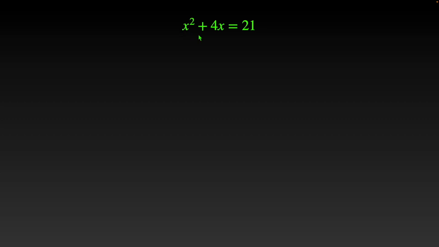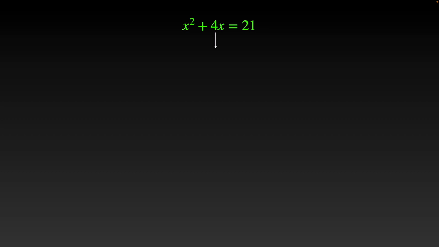Next thing we want to do is make sure that the constant, a number without the variable, is on the other side. All the terms containing x should be on the left-hand side and the number on the right-hand side. Now we can start the process of completing the square. We are going to start with the number in front of x, in this case 4.